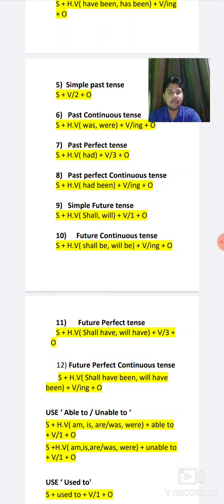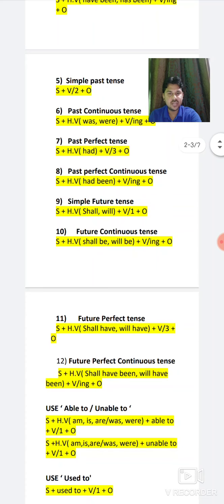Eighth formula, past perfect continuous tense. Here also the last word is what, students? Continuous is there. It means that 100% what will come?